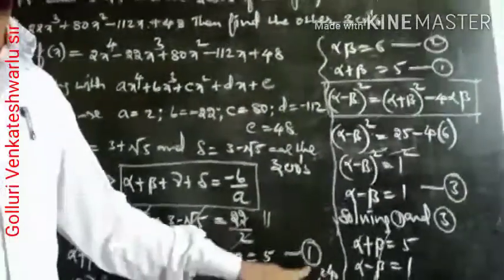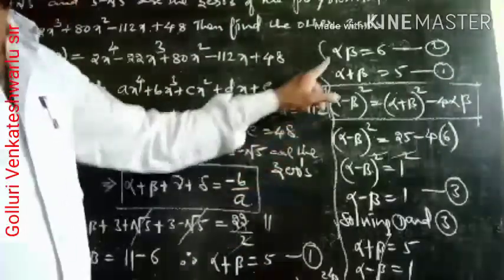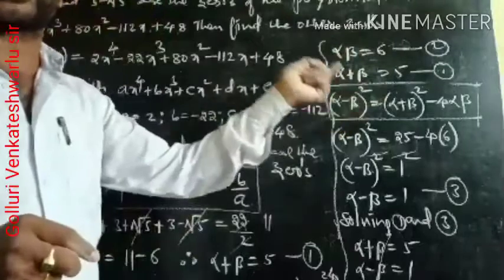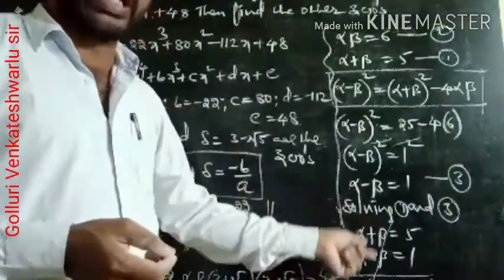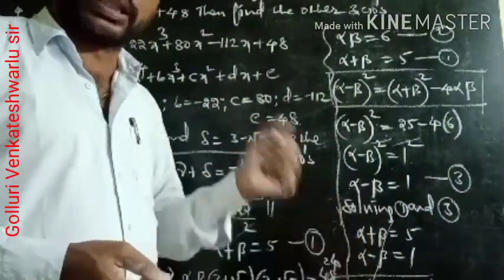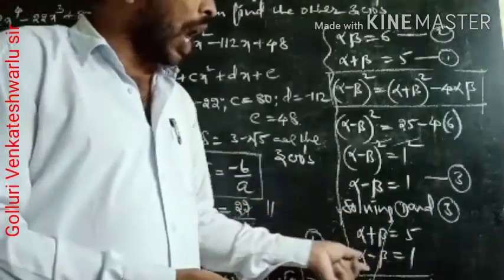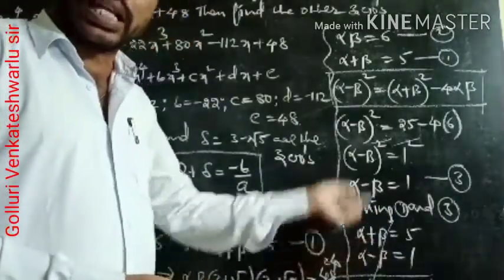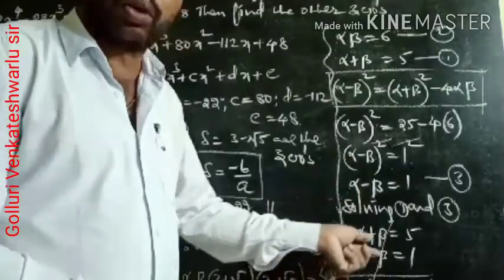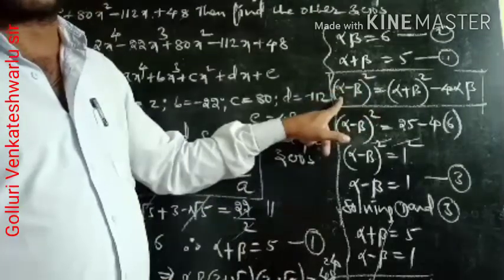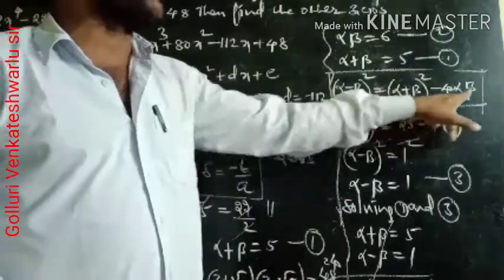Now coming to the next part. Here alpha beta value is 6 and alpha plus beta value is 5. We obtain two cases, two conditions, to find the zeros. By using the eliminating variable method, we need to find alpha minus beta. To eliminate the variable, it is easy if we find alpha minus beta. That's why alpha minus beta whole square is taken as alpha plus beta whole square minus 4 alpha beta.